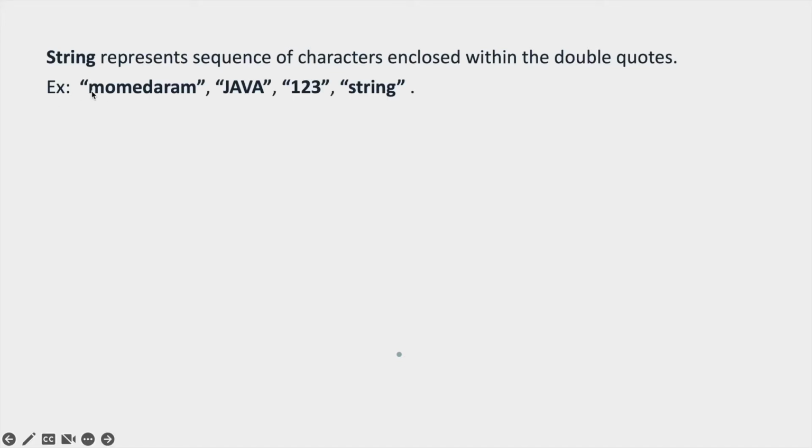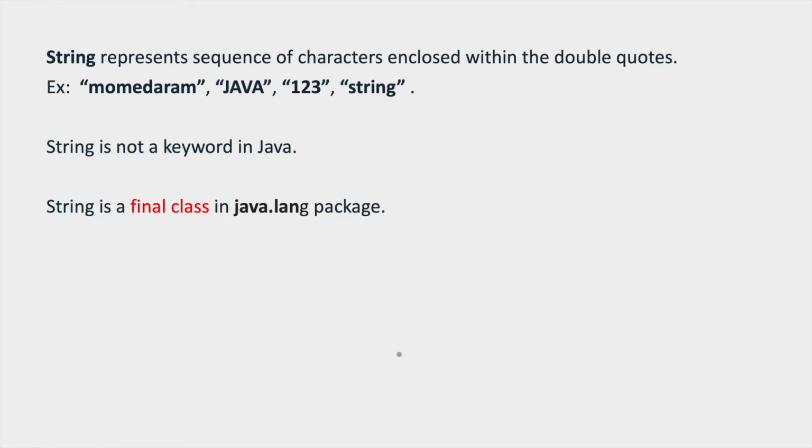Here, if you see, we have represented Mohammed within double quotes, Java in double quotes, 1 2 3 in double quotes, string in double quotes. So we can say these are all strings in Java. String is not a keyword in Java, it is a final class in Java. The String class is a final class and it is available in the java.lang package.